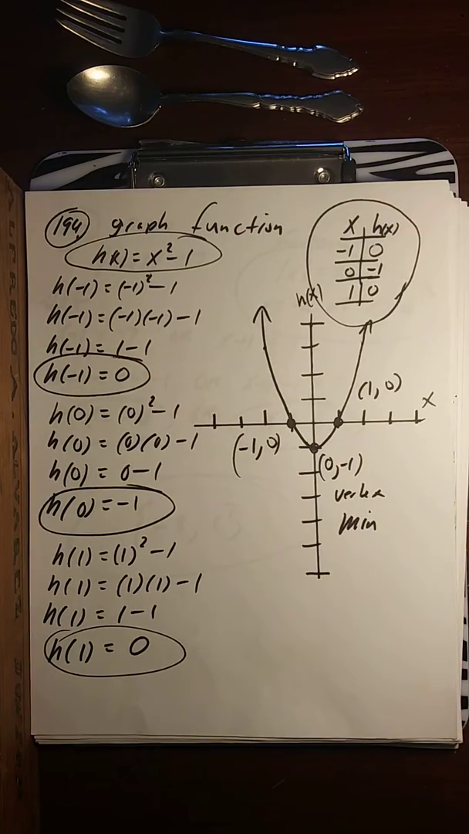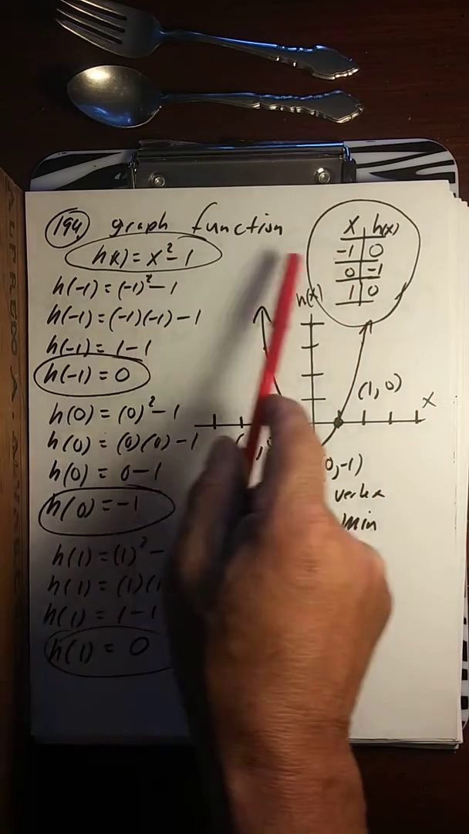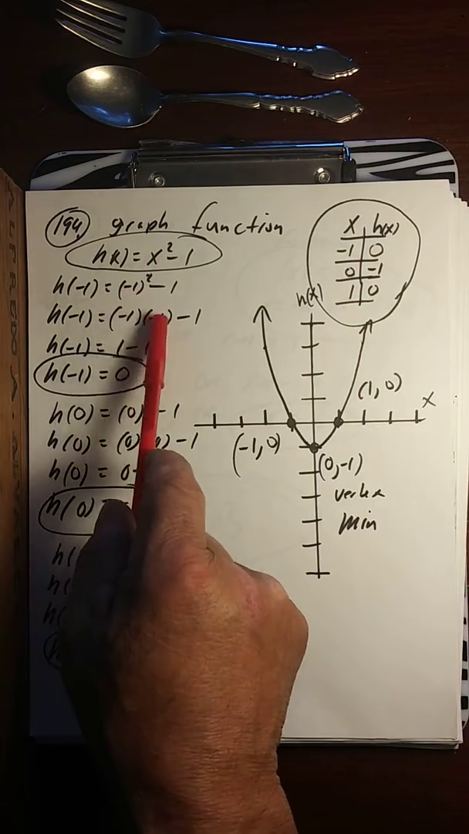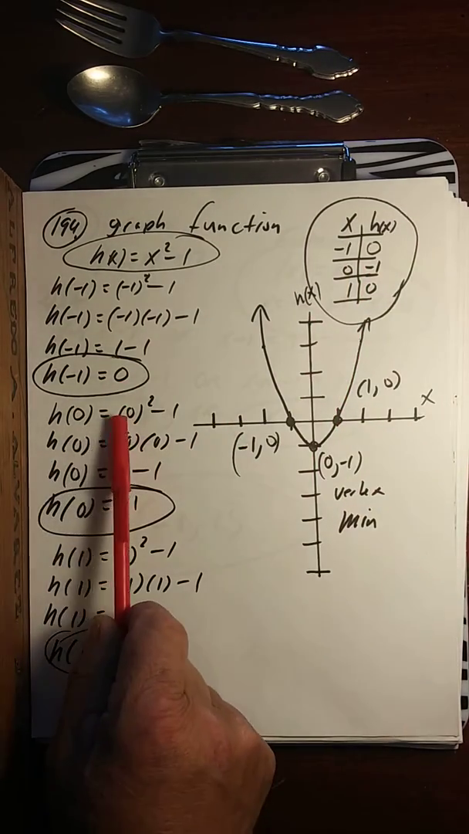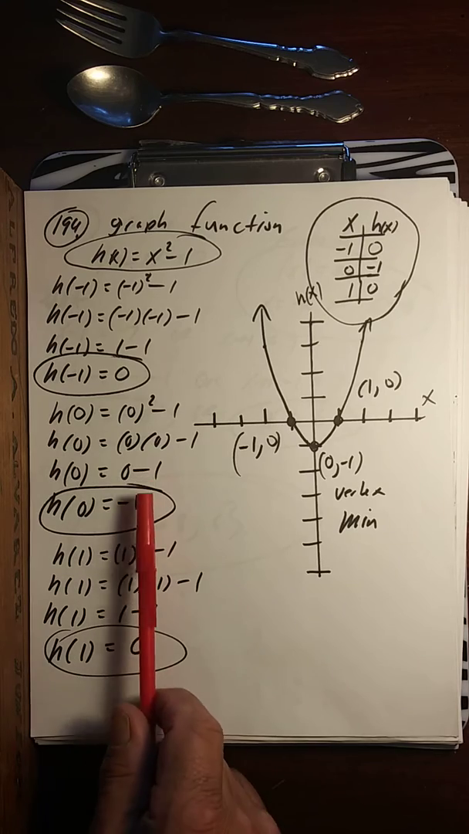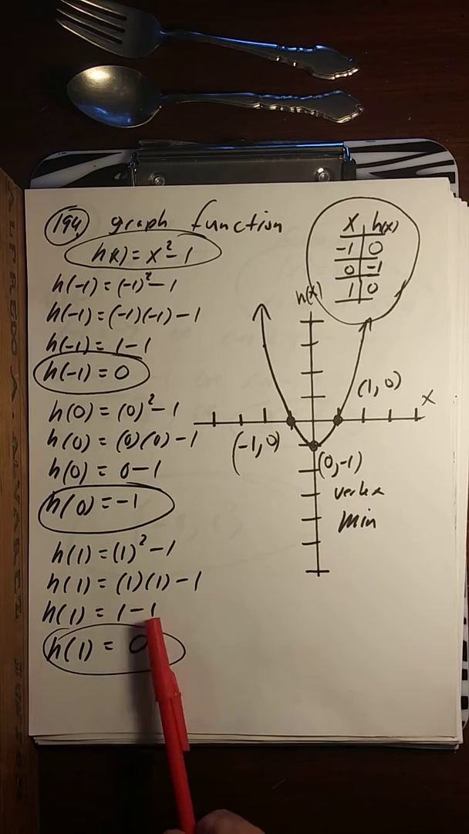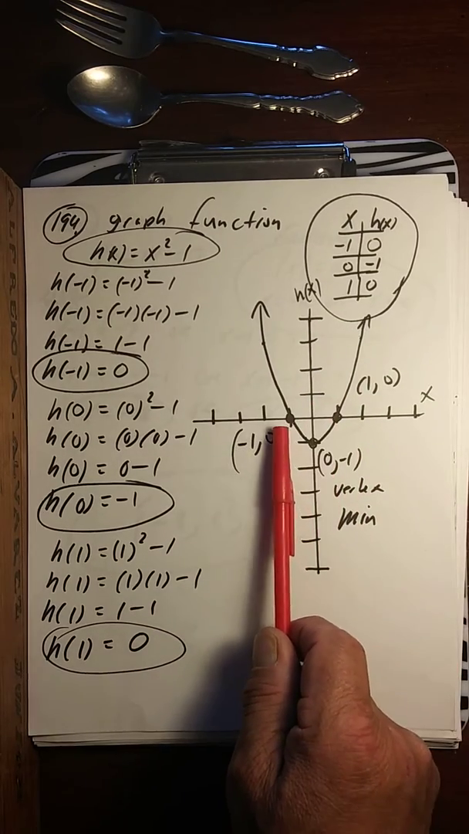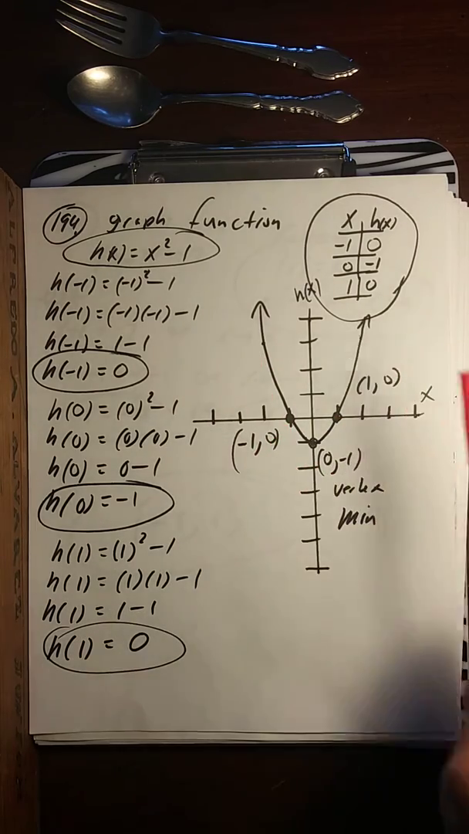Graph the function. So we're going to get some points. I'm going to put negative 1 in here. So negative 1 squared means negative 1 times negative 1, which is positive 1. 1 minus 1 is 0. I'm going to put a 0 now. 0 squared, 0 times 0 is 0. 0 minus 1, negative 1. And I'm going to put a 1 in there. 1 squared, 1 times 1 is 1. 1 minus 1 is 0. So I have negative 1, 0; 0, negative 1; and 1, 0. And connect the dots.